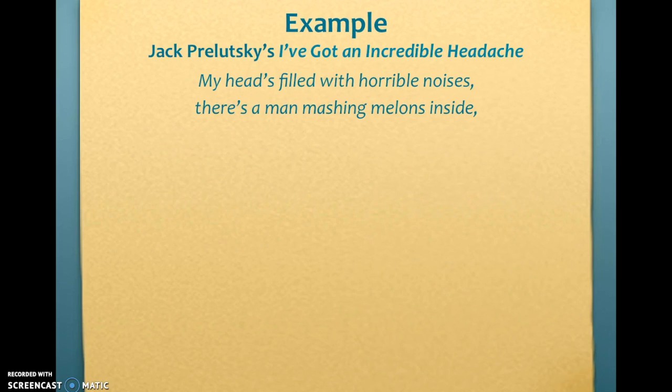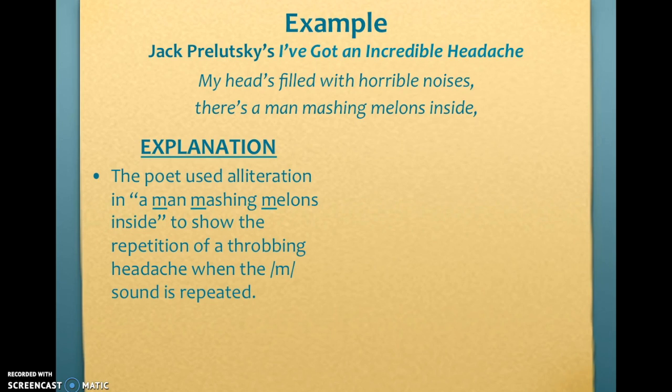So here's another example. This time it's a poem by the poet Jack Prelutsky, and he wrote, "I've got an incredible headache. My head's filled with horrible noises. There's a man mashing melons inside." So if all I was asked to do was explain what this figurative language means, here's what I might write. I would write, the poet used alliteration in a man mashing melons inside to show the repetition of a throbbing headache when the sound is being repeated. So that's pretty simple. It's just a simple explanation of definition and information that you were given.